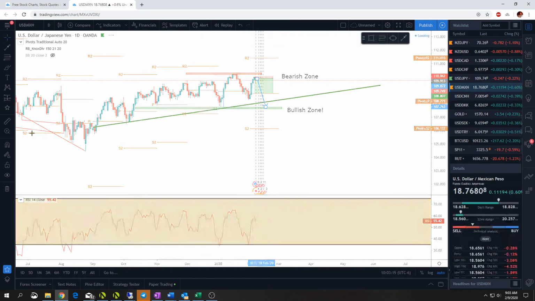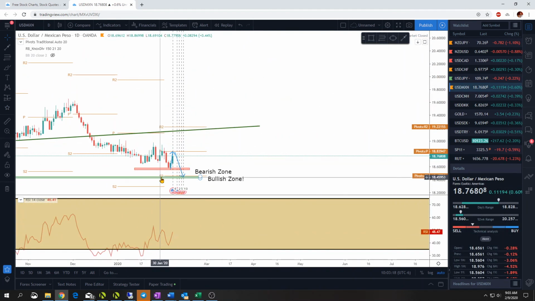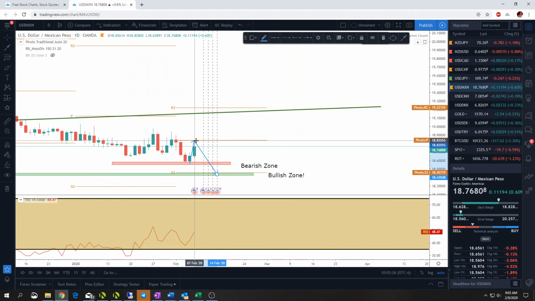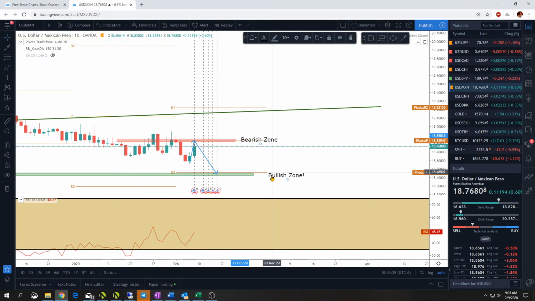All right, let's just check out the Mexican peso. So we called out this trade last week. I definitely called this push up to this pivot. It hit the pivot, and now I would be short this pair here, and I like it back down to here.